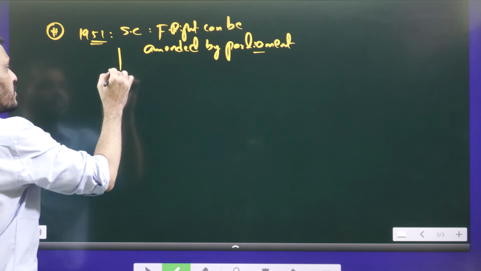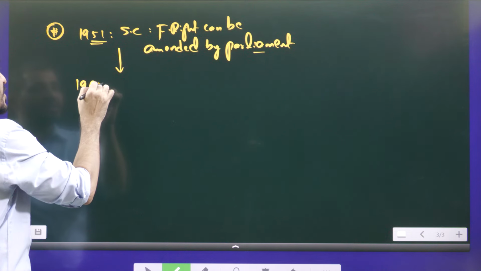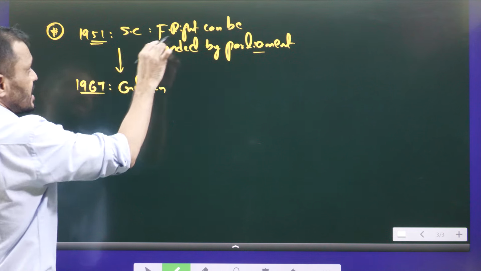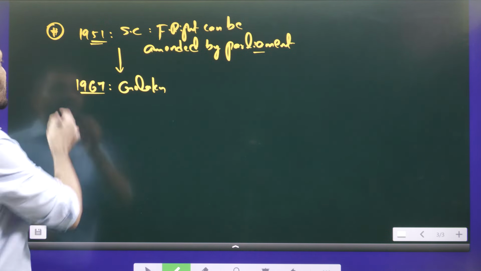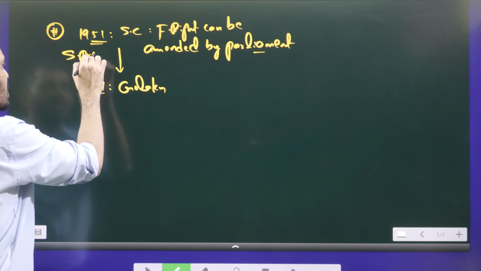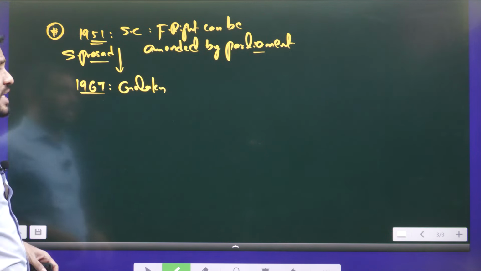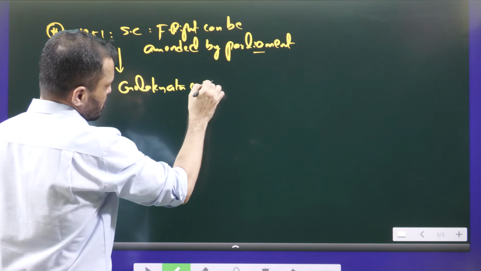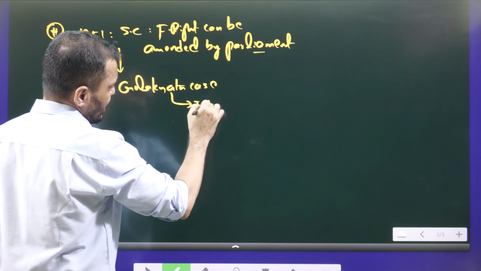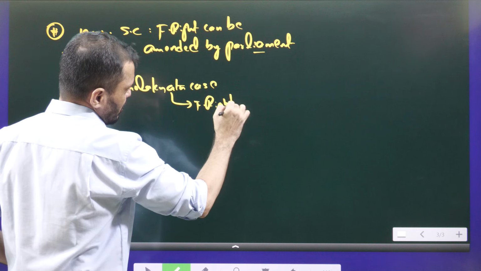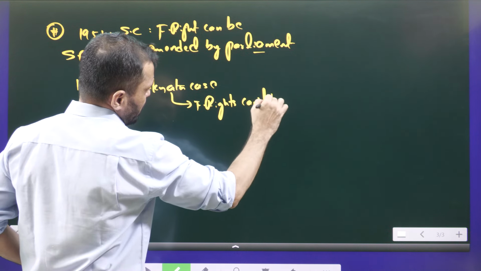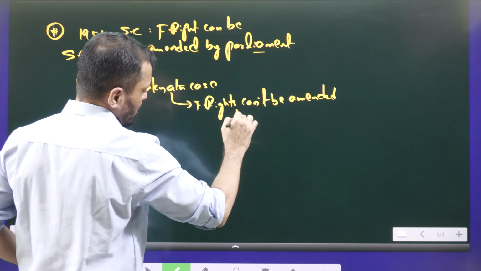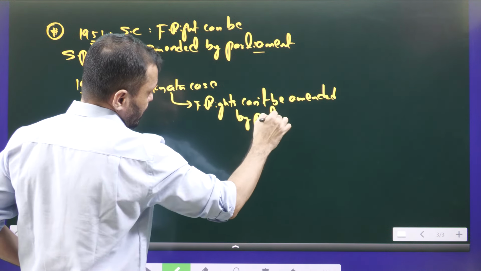Then again in 1967, the Goraknath case. The 1951 case was the Shankari Prasad case, whereas in 1967 it was the Goraknath case. Here the Supreme Court observed that fundamental rights cannot be amended by Parliament. Then who can amend them?